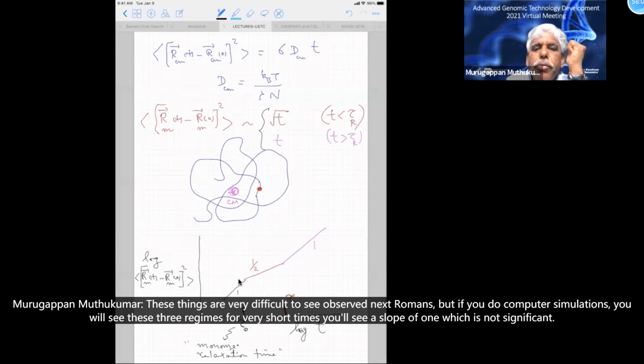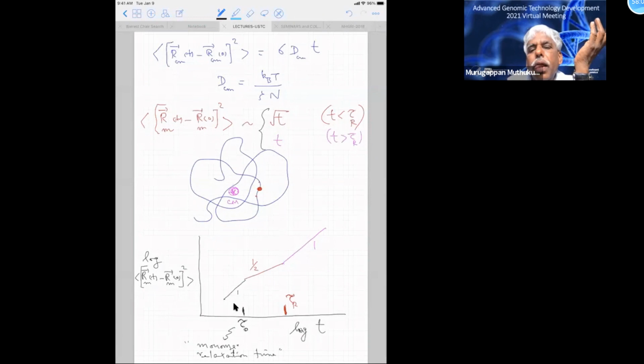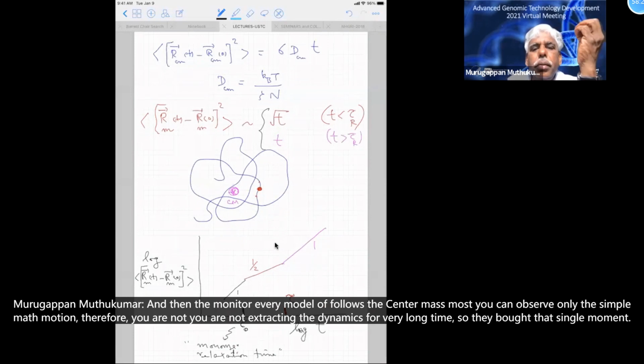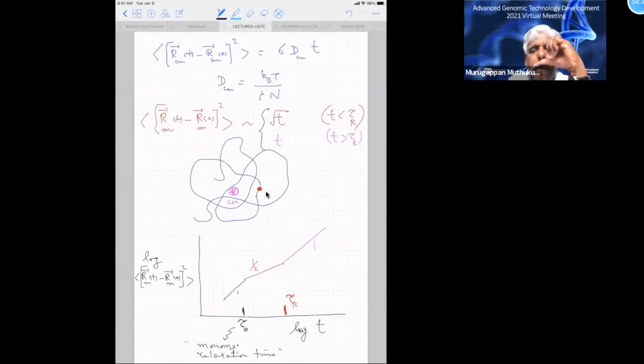For very short times, you'll see a slope of 1, which is not significant. And then you get a slope of half, which is important. That's a signature of a Rouse chain. And then asymptotically, for very long times, you will get the Einstein results of diffusion. Every monomer follows the center of mass motion. You can observe only the center of mass motion. Therefore, you are not extracting the dynamics for very long times about that single monomer.